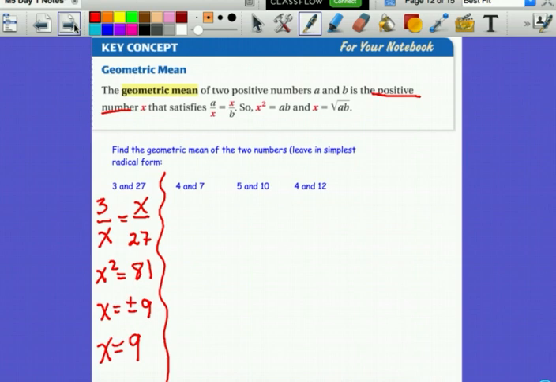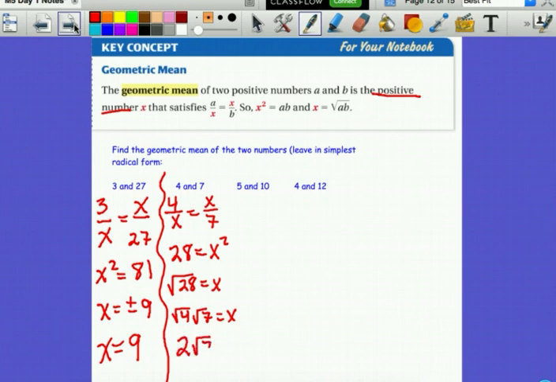So we've got 4 over x equals x over 7. So that's going to give us 28 equals x squared. So I've got the square root of 28. And then from here, I want to see, do any perfect squares divide into 28? Yes, that's 4 and 7. So the square root of 4 is 2. So 2 square roots of 7 is the geometric mean of 4 and 7.